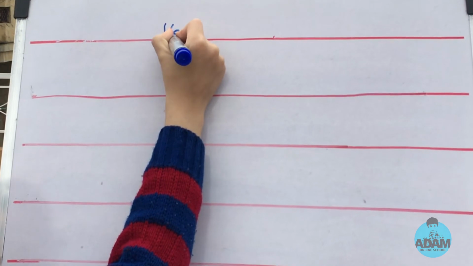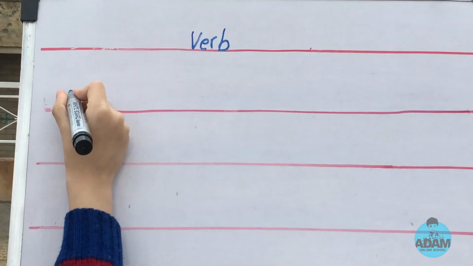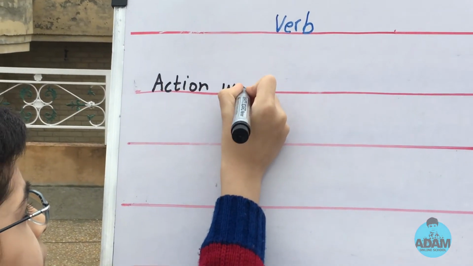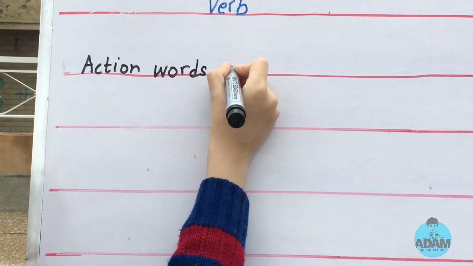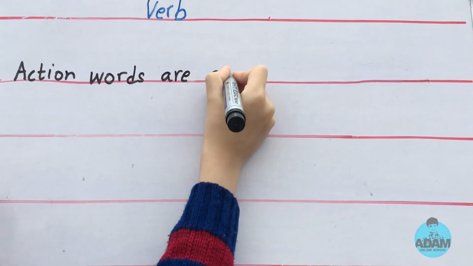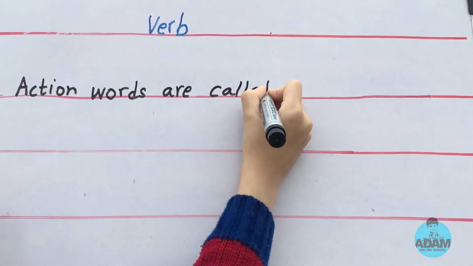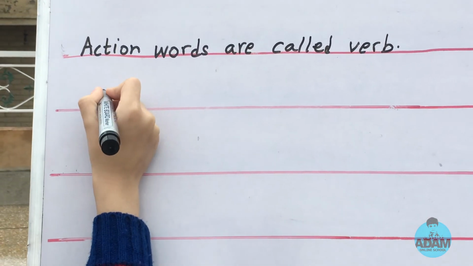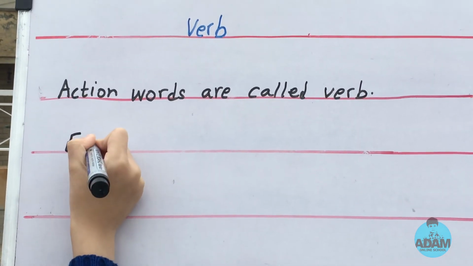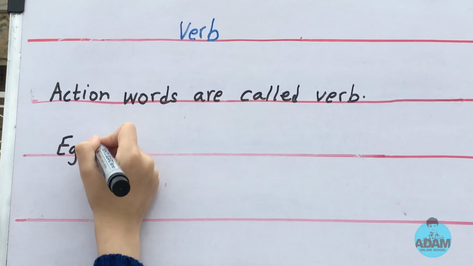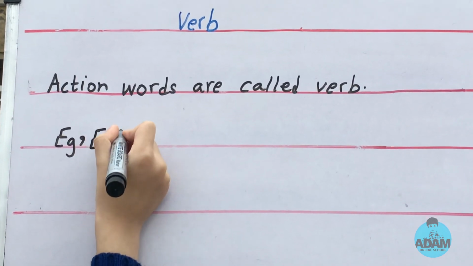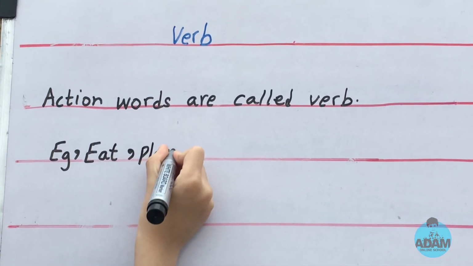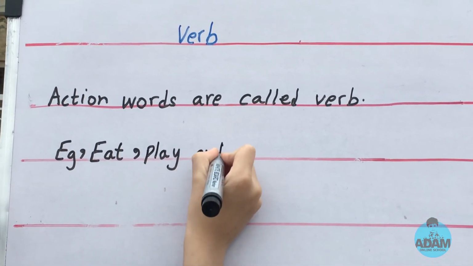Verb, action words are called verb. For example, eat, play, and dance.